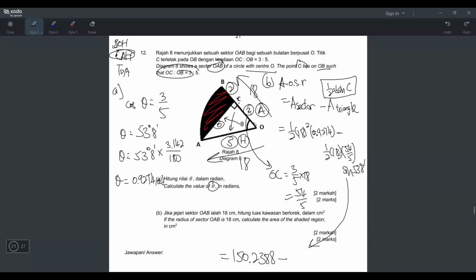So you can use your calculator. 18 divided by 2 is 9, times 54 divided by 5, times sine 53 degrees 8 minutes. Okay, my calculator gives me a lot of decimal places, so I'll just write 4. Okay, because you cannot write everything. So 77.76, like this, right?